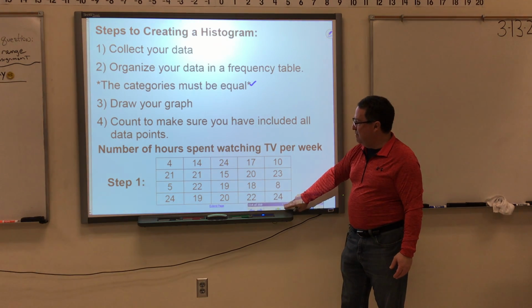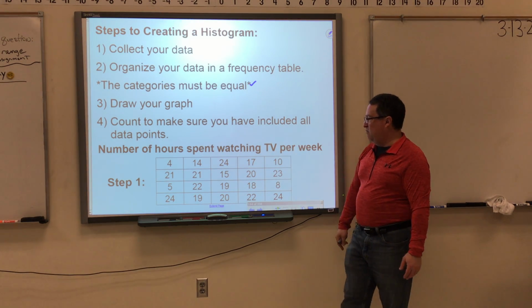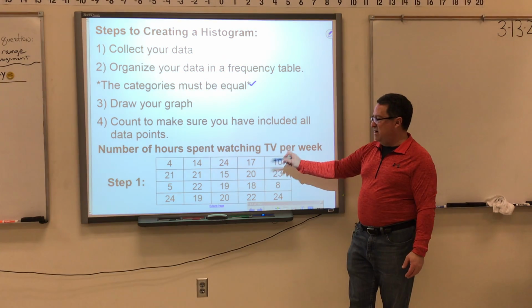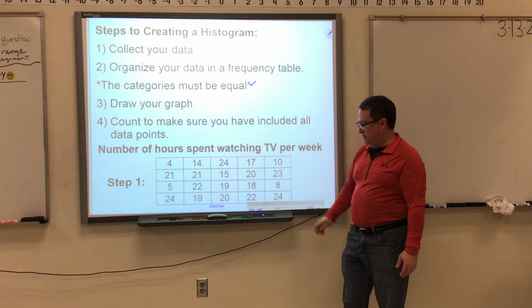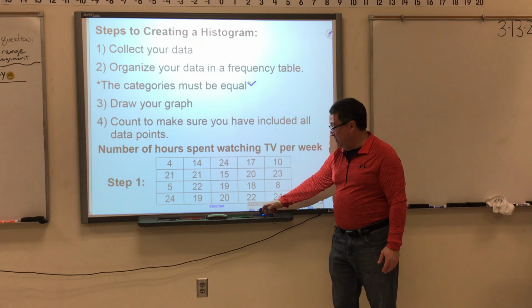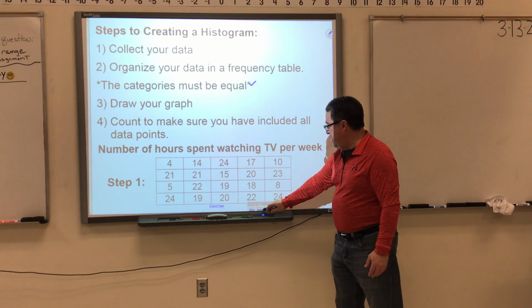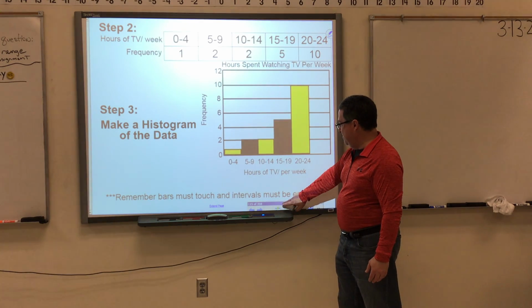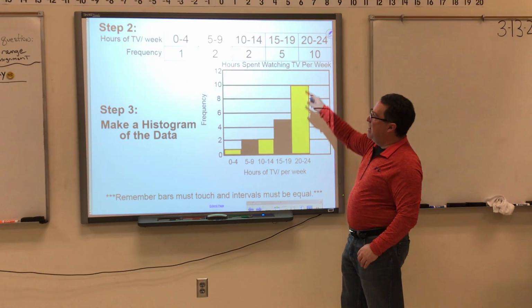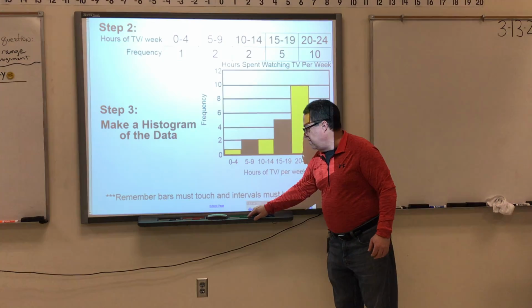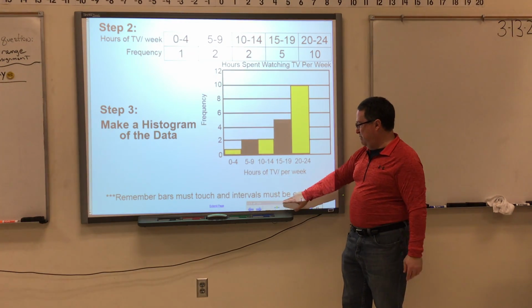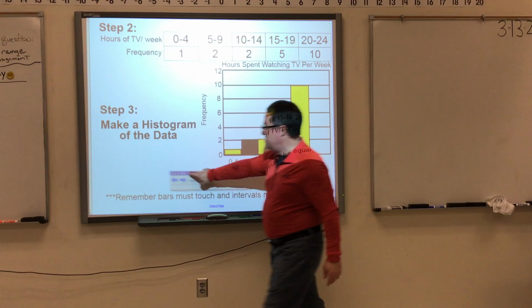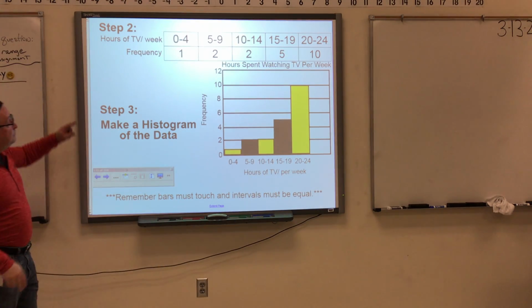So let's talk about step 1. Here's the number of hours spent watching TV for the week. 4, 8, 12, 16, there's 20 of them. That's a lot of points, right? So if we look at this next slide, we're going to look a little bit at step 2. And I want you to notice, because I can keep flipping back and forth, but you're going to have to kind of see how this works.